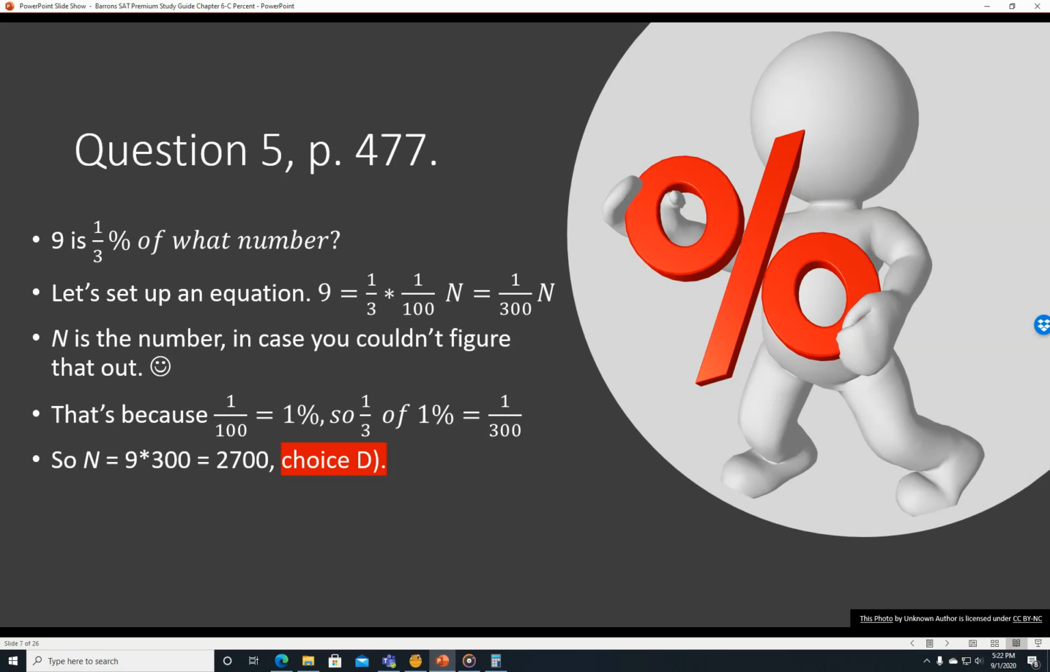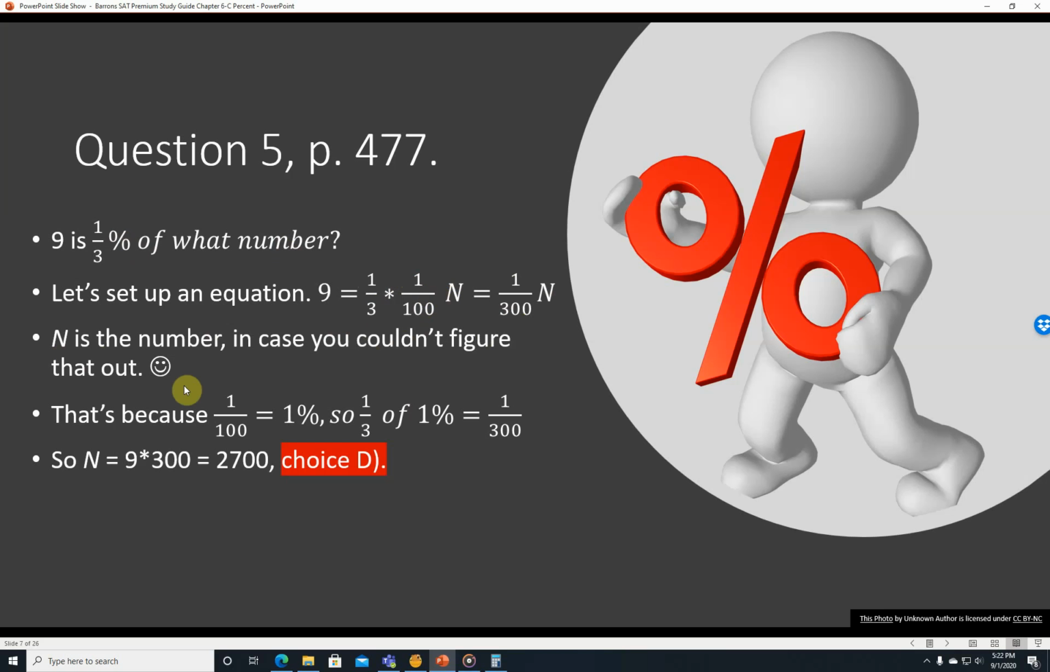Question 5, page 477. 9 is 1/3 of a percent of what number? So let's set up an equation. 9 is equal to 1/3, and we know 1% is just another way of saying 1/100th. So it's 1/3 times 1/100th of n, where n is the number we're trying to find. So that's equal to 1/300th of n.